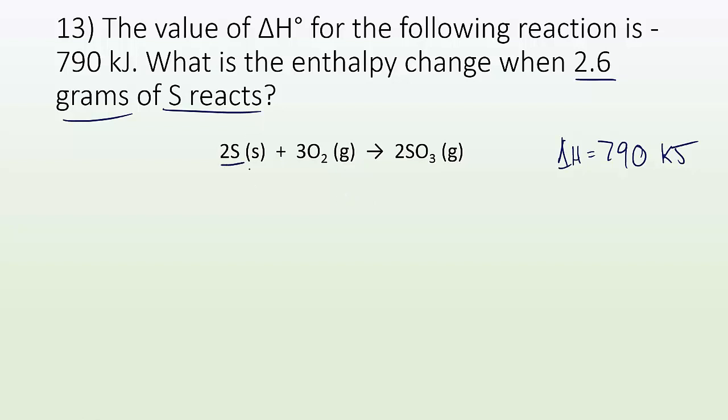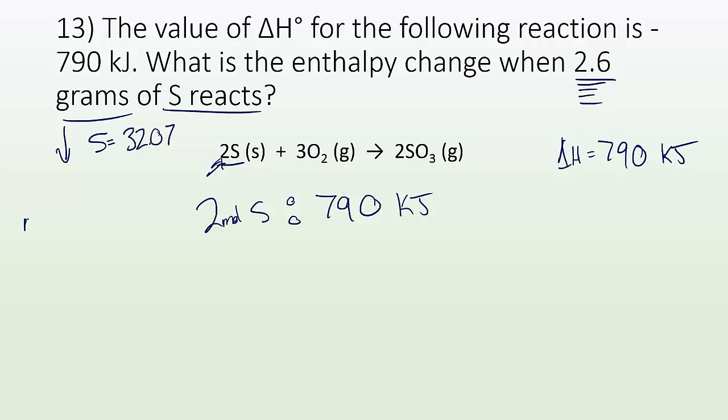We're looking at sulfur, so I know that 2 is for moles. So if I have 2 moles of sulfur reacting, it's going to absorb 790 kilojoules. So now they're saying, well, what if I use just 2.6 grams? So to figure that out, I got to convert the grams to moles. So I go, all right, well, sulfur has an atomic mass of 32.07.